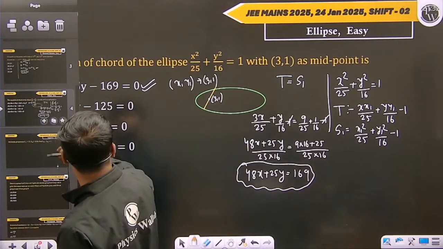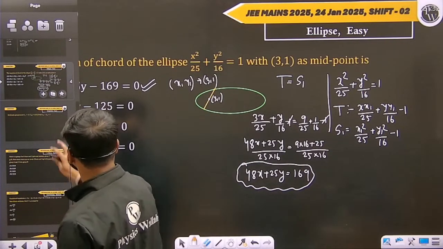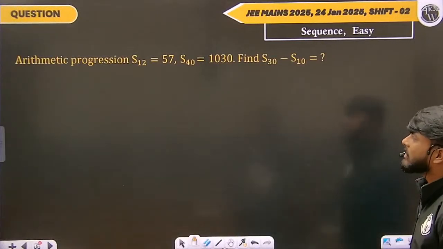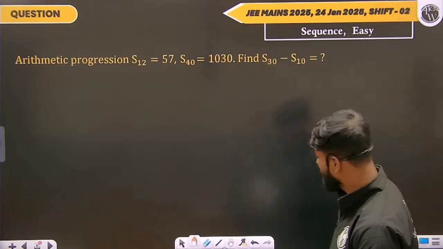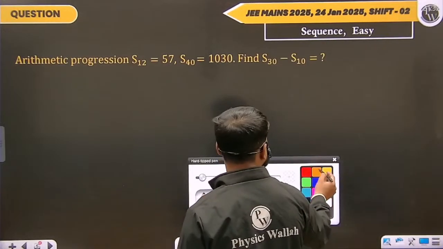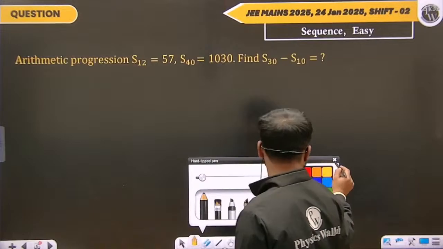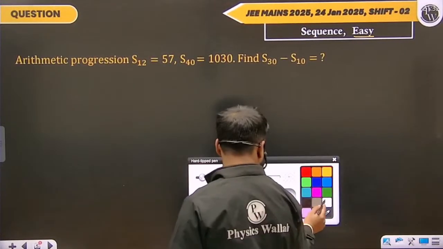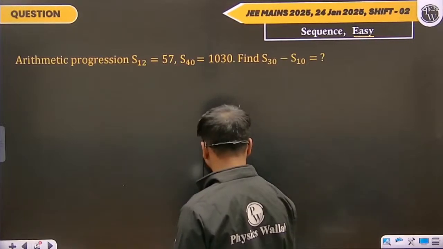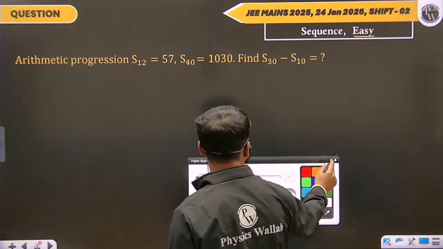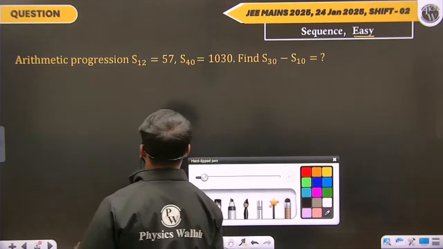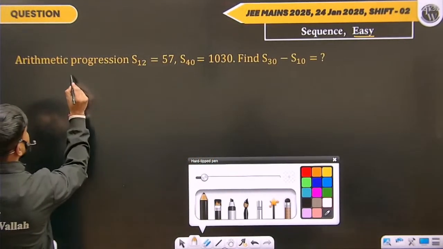Now let us have a look at another question. Here is your third question, and this third question is from the chapter sequence and series. You can see the difficulty level of this question is quite easy, even if you are a 10th pass student. Your third question is S12 equal to 57.